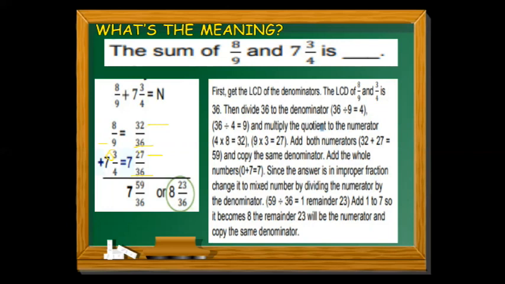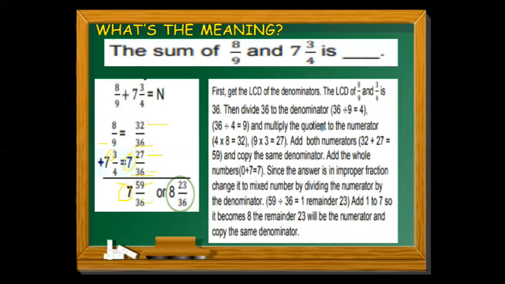Okay? So we will just bring down the number 7 kasi wala naman siyang kasama. So we have 7 here. And then magiging sagot, 32 plus 27 is 59. And then the other one is we will just bring down the denominator. We will just copy kasi parehas lang naman siya.